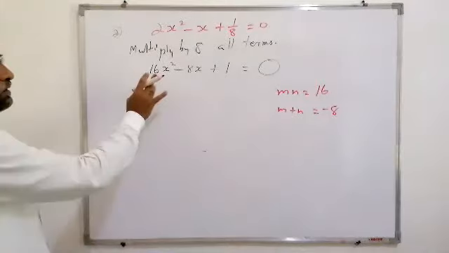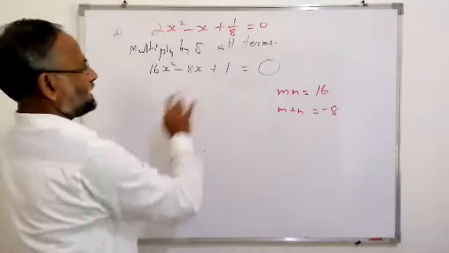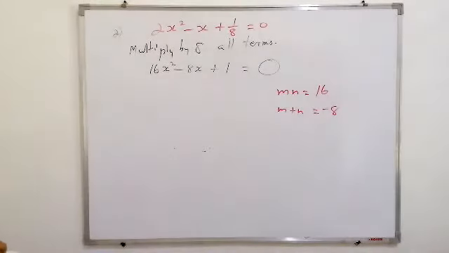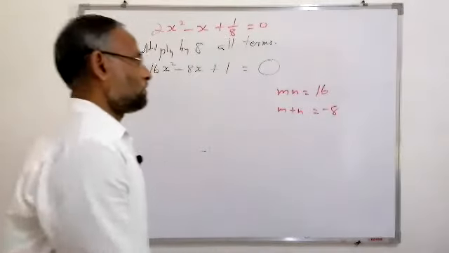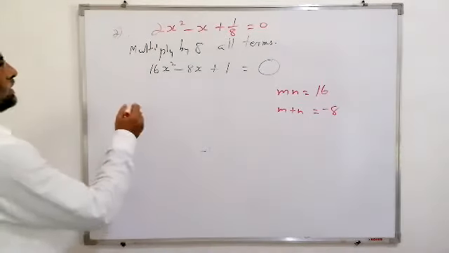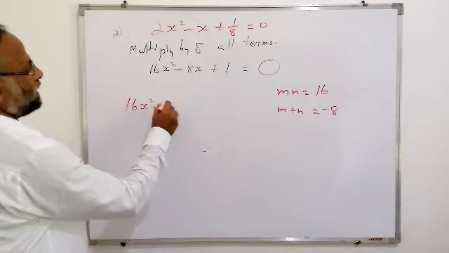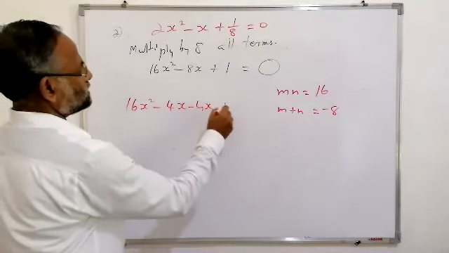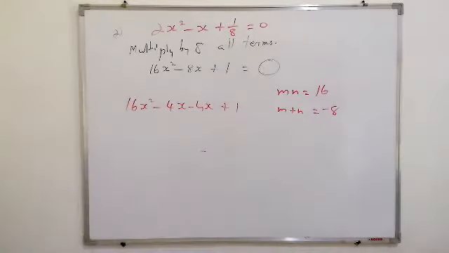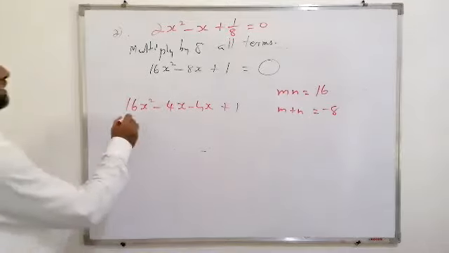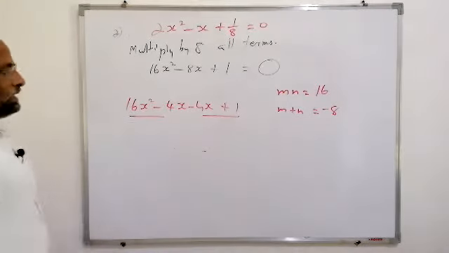As before, we cannot, because in 16s square minus 8s we have to split the middle term. 16 is the multiplication and addition is minus 8. Which are the numbers? Okay, you got it. Here, 16s square minus 4s, minus 4s plus 1. Now you are experts in splitting the middle term. Then you can finish that.